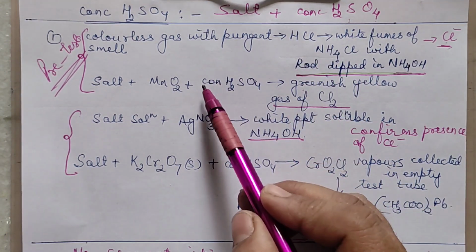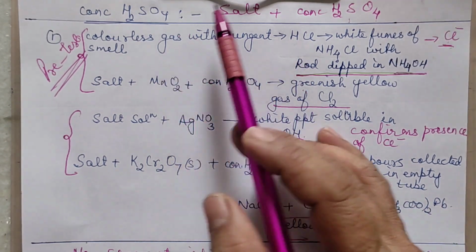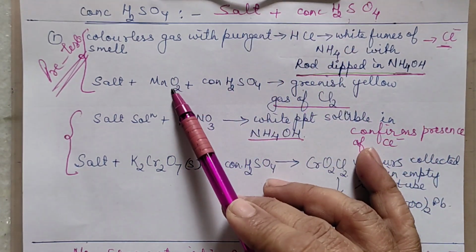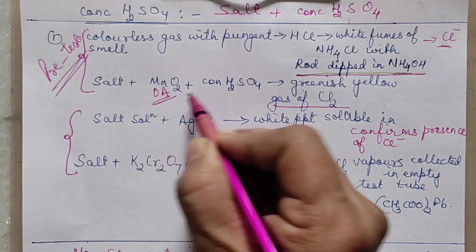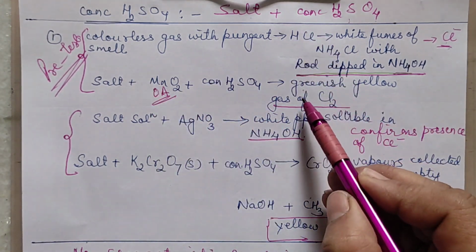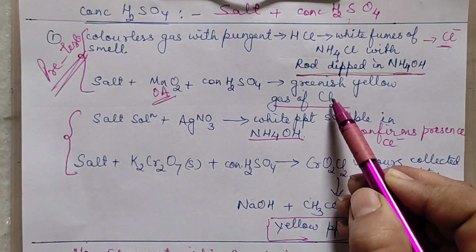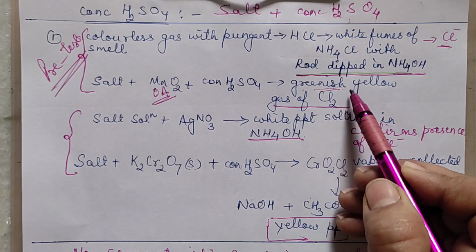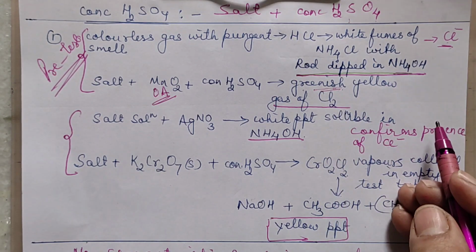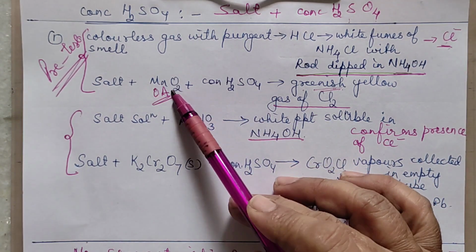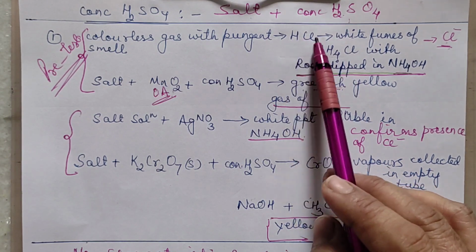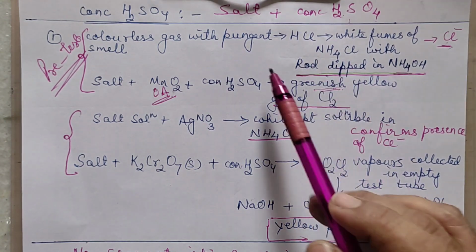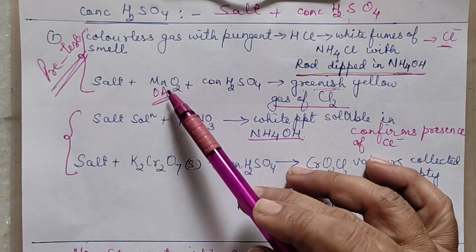Suppose to the same test tube which is having salt and sulfuric acid, you add MnO2. MnO2 is a good oxidizing agent. It can oxidize that HCl to chlorine, which is greenish yellow. Then in that case you will get greenish yellow gas of chlorine. This is not to be done in a separate test tube. In the same test tube, where you tested HCl by ammonia, to the same test tube now you add MnO2.